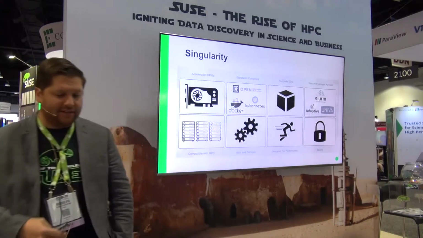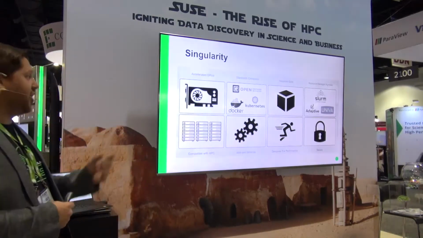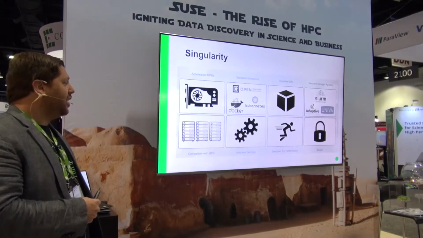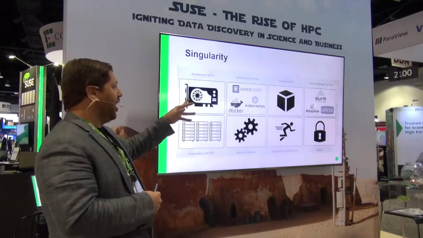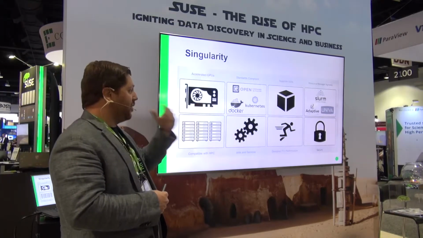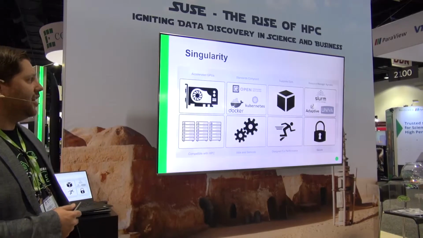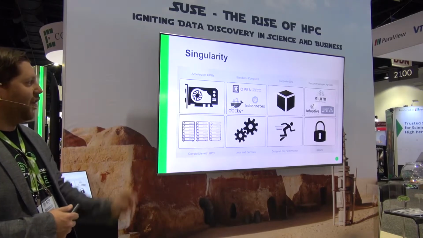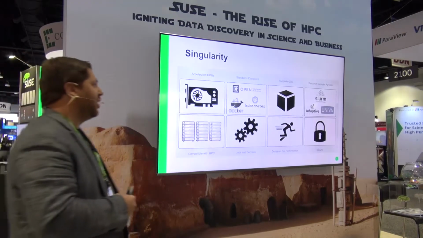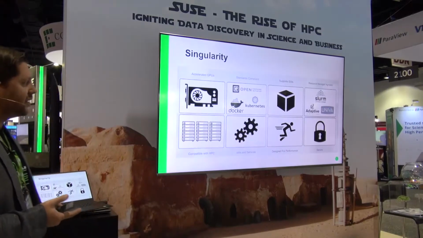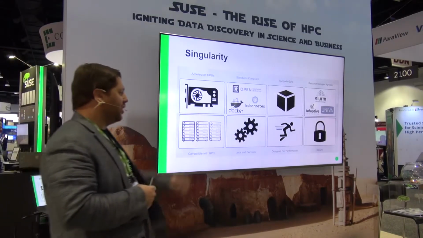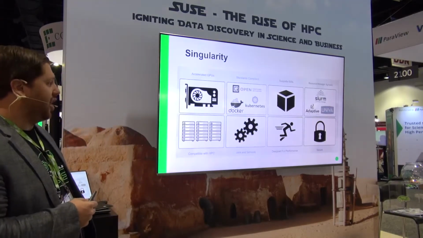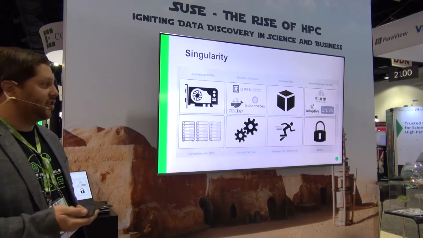Singularity has plugins or integration with GPU, so you can make use of your GPU as well. You can deploy and utilize Singularity within Kubernetes as well, so there's a plugin for that, as well as using a containerized version of Slurm or Univa or Adaptive Computing for your workload management. Like I mentioned before, the key when you're talking about HPC containers is security.